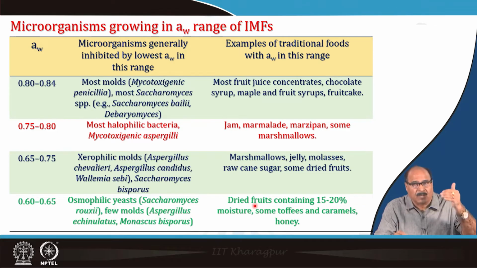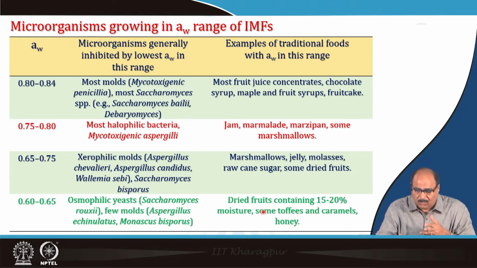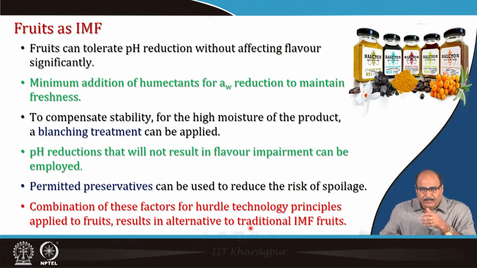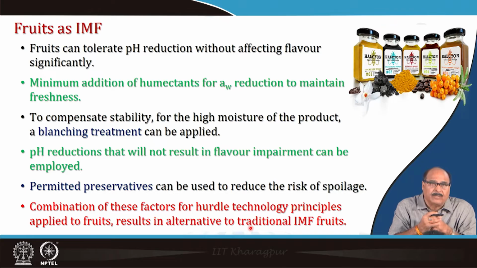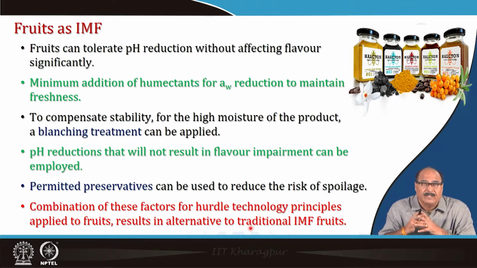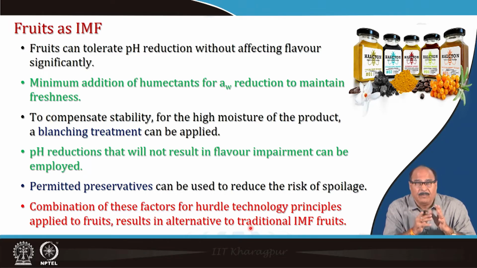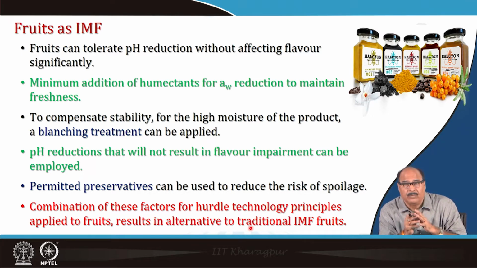If it is brought below this, they will not be able to grow. This applies to dry fruits containing 15 to 20% moisture, or some toffee, caramel, honey etc. So fruits as IMF, intermediate moisture foods, can tolerate pH reduction without affecting flavor significantly. Minimum addition of humectant for aw reduction is required to maintain the freshness.